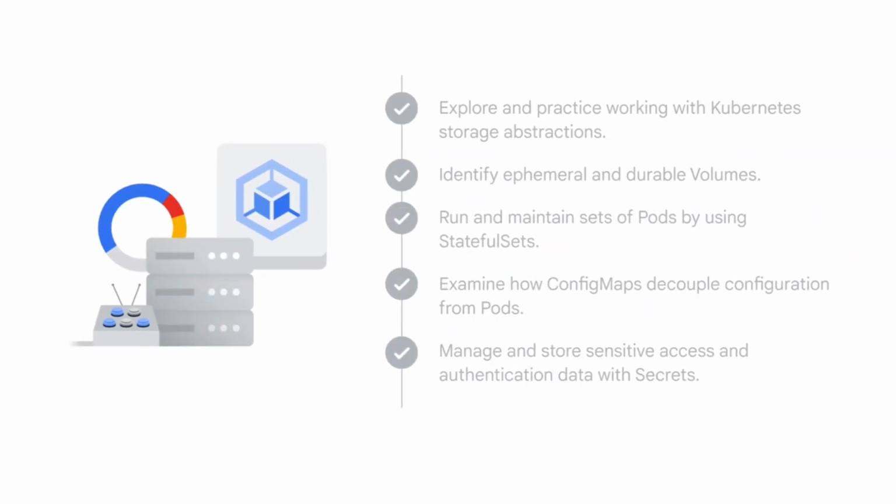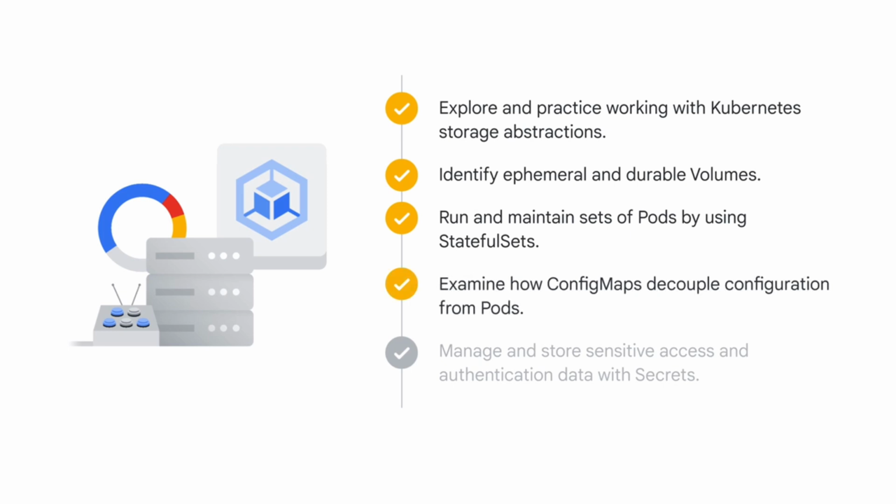In this section of the course titled Persistent Data and Storage, you'll explore and practice working with Kubernetes storage abstractions, identify ephemeral and durable volumes, see how to run and maintain sets of pods by using stateful sets, examine how config maps decouple configurations from pods, and manage and store sensitive access and authentication data with secrets.